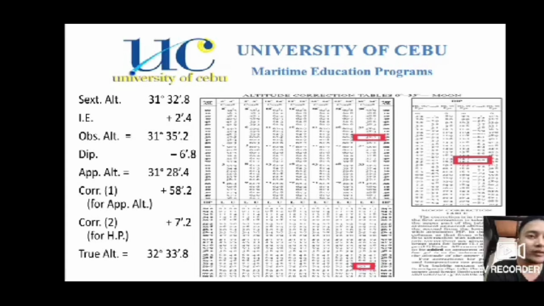So 31 is in the middle of 20 and 30, which is 58.2. We add that, and for the HP of 59.7, it is 7.2, and our true altitude is 32 degrees 33.8 minutes.